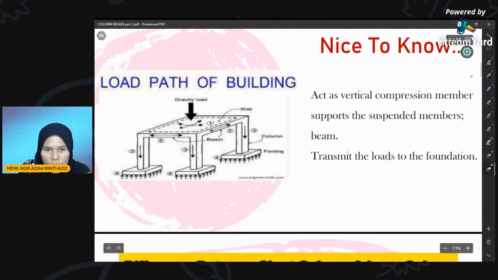Okay, you see the arrow. Then the foundation will transmit or distribute the load to the surroundings. Here the foundation will distribute the load to the ground.